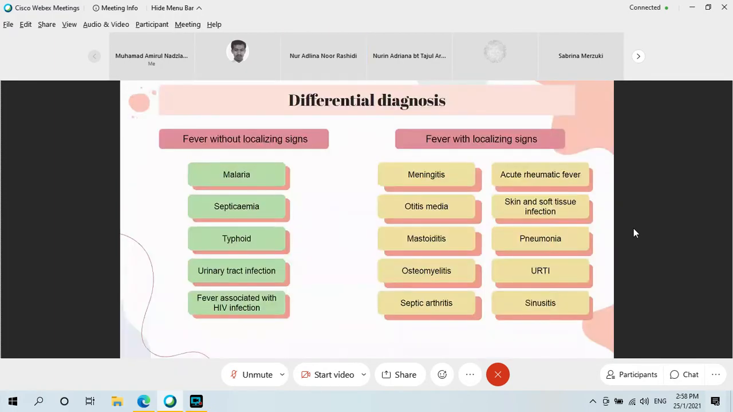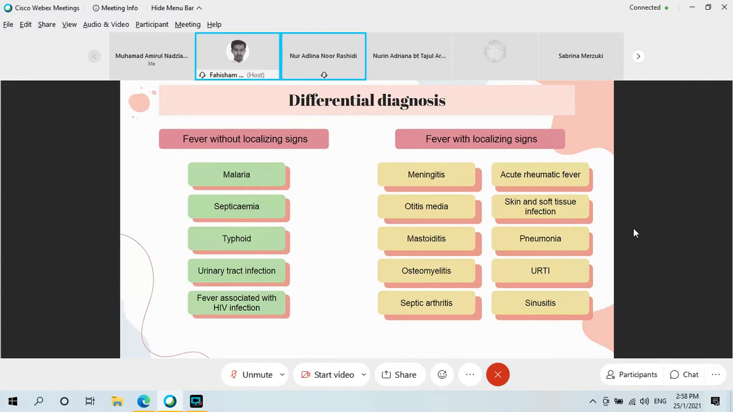Aside from all those things that I stated before, we can also think of the differential based on the localizing sign. For fever with localizing sign, it will be easier because there is a focus of infection that we can see. For example, in meningitis, we can look for any headache, photophobia or neck stiffness. In otitis media and mastoiditis, we can look for any pain at the ear region. And then for the osteomyelitis, yes?